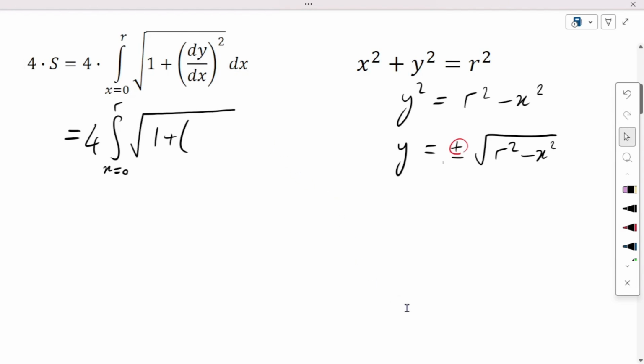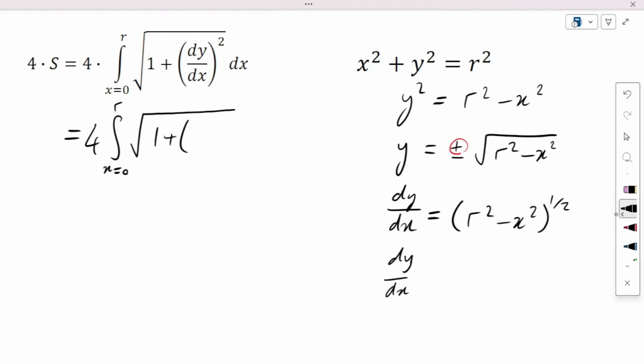No, we didn't. So we have to use implicit differentiation such that now dy by dx is going to be equal to, now over here, we can rewrite this as r squared minus x squared raised to the power of a half, right? Such that we'll get dy by dx. Let me write this a bit neater.